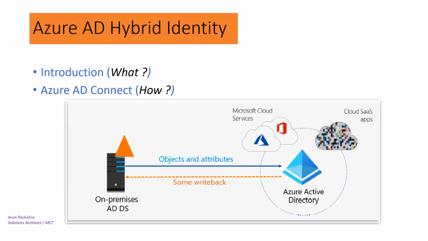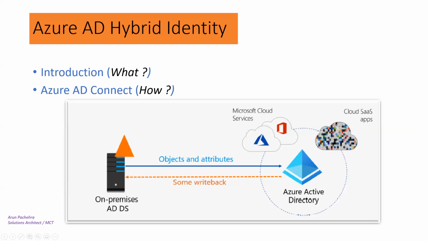Apart from synchronizing ADDS objects and their attributes to Azure AD, Azure AD Connect can also facilitate write back to on-premises ADDS. This opens interesting use cases such as SSPR, self-service password reset. Now, this write back requires a license, of course; it seems like an advanced capability. So does SSPR.